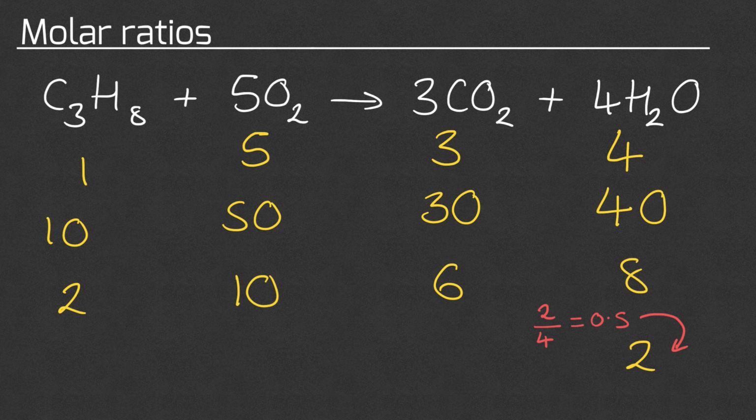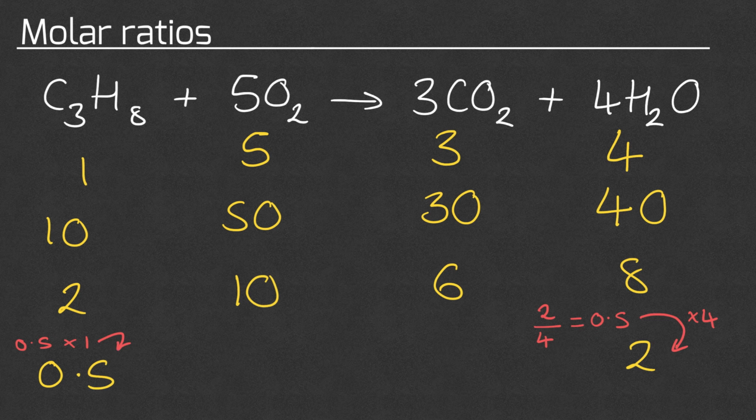So we can say that if we have got 2 moles of water, and that represents 4 moles in the equation, we can say that 1 mole would equal 0.5, and that would make sense, because if we times 0.5 by 4, we would get 2. So we can use one lot being 0.5 to work out how much of everything else we should have.